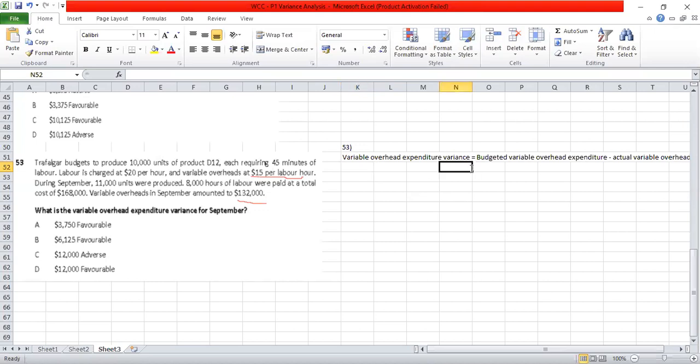So here it would be the total number of actual labor hours, 8,000 hours, into $15 per labor hour, minus the actual variable overhead expenditure of 132,000. So 12,000 is adverse.